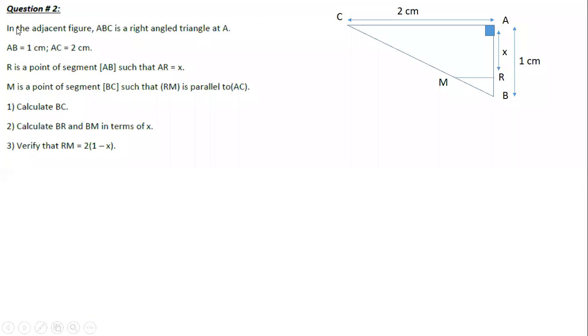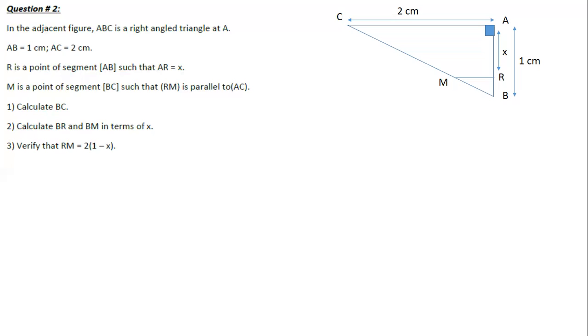Abbas, question number 2, start reading. In the adjacent figure, ABC is a right angle triangle at A. AB equals 1 centimeter, AC equals 2 centimeters.